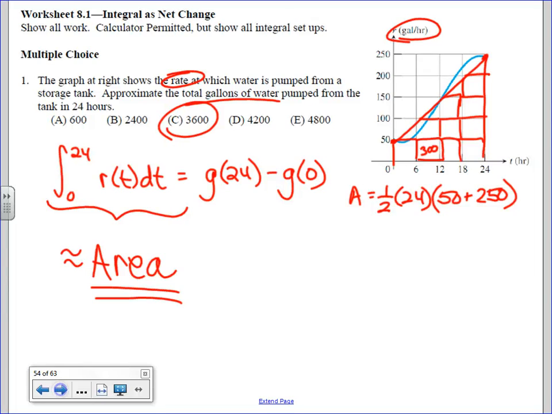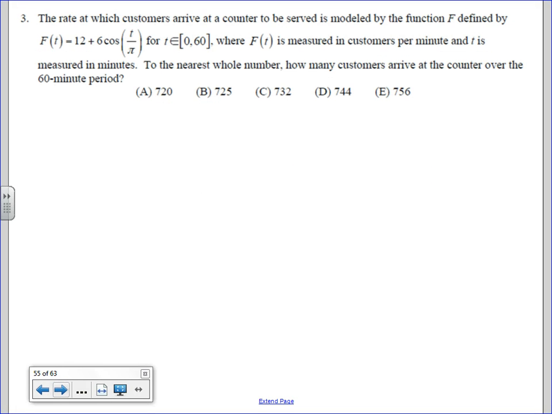Next one. Number 3. Hey, no graph. Awesome. Some of you, most of you will like this better.